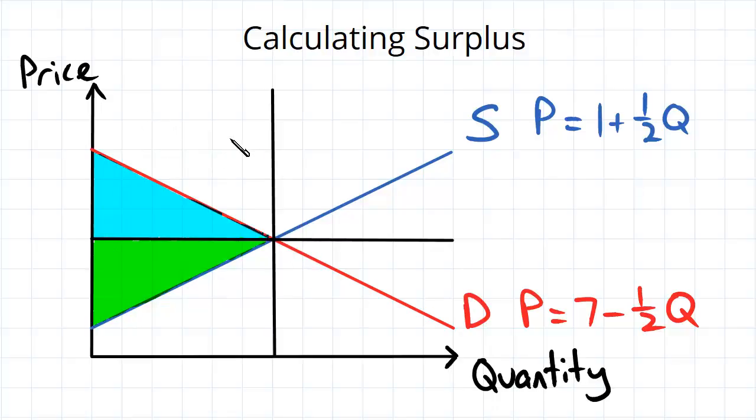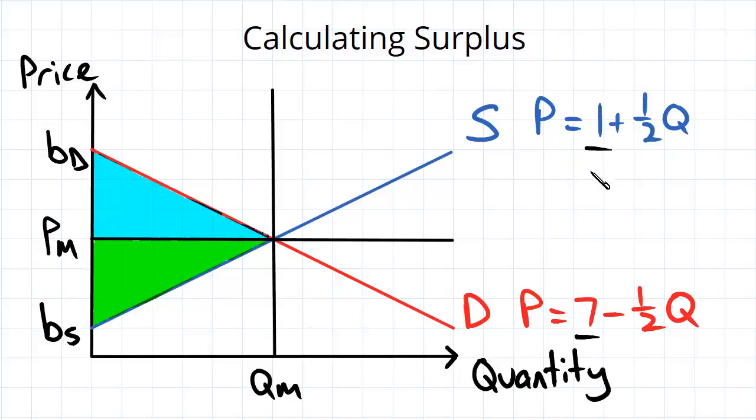So to get the height and width for each of these triangles, we need to know the market price or the equilibrium price, the market quantity, and these intercepts here. So the intercept on the demand curve and the intercept on the supply curve. Now we'll get those last two first because it's very simple. Just go straight to the equation and it's just those first values there.